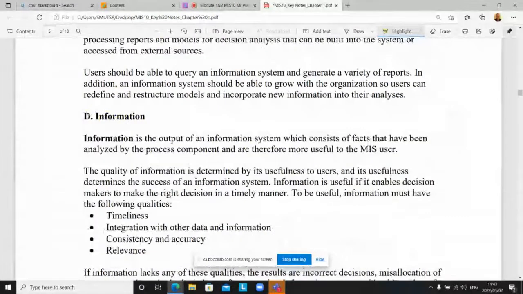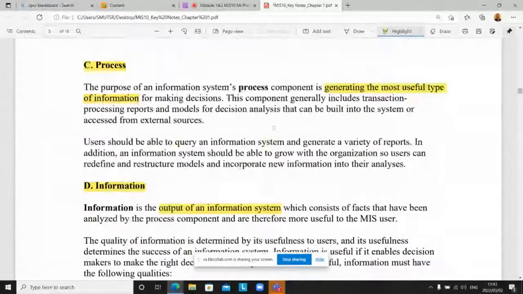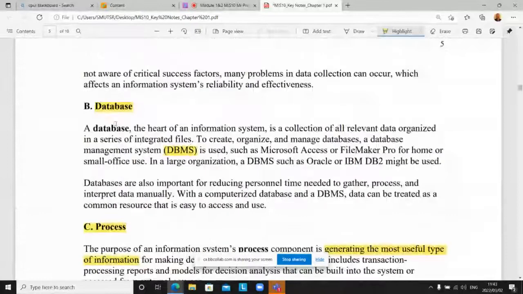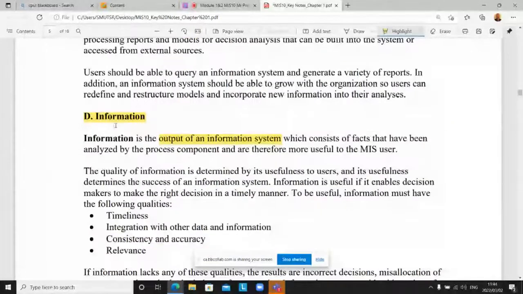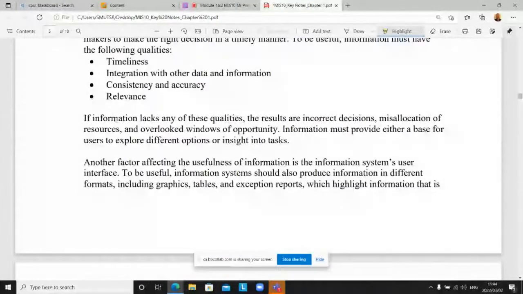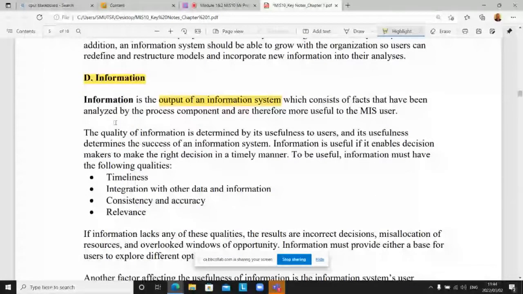The fourth one, sorry, is information. It is the output of an information system. Any type of TPS, any type of MIS, any type of BI, information is the output. And we are, to just remind you, dealing with the major components of an information system. So I'm going to highlight that. There is 1, 2, 3, 4. There are 4 major components of an information system.